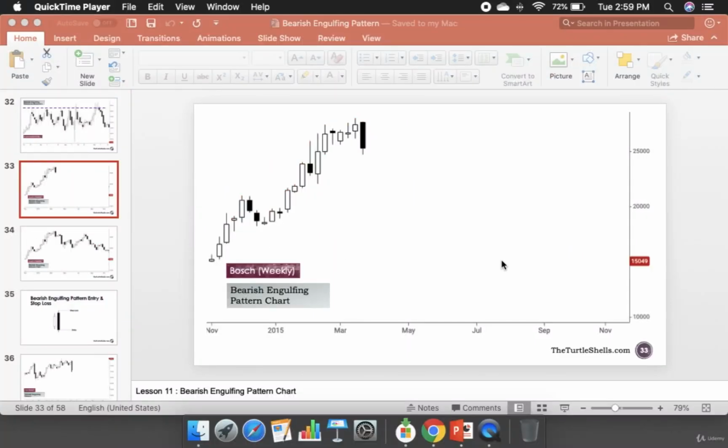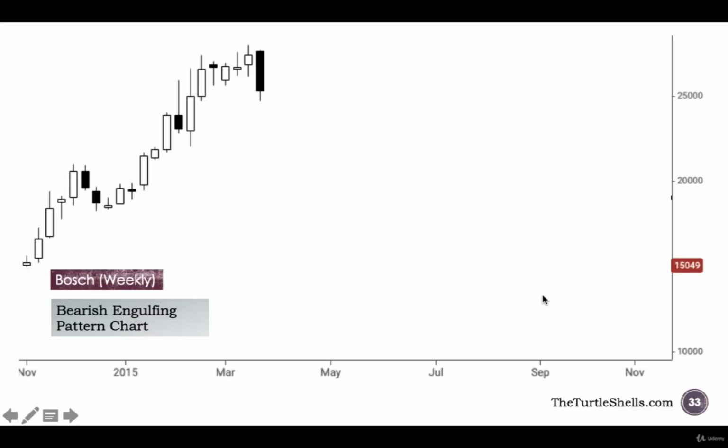Let's have a look at one more chart of a bearish engulfing pattern. I love to look at higher time frame charts. This is a weekly chart of Bosch. Okay, this is a bearish engulfing pattern chart. Okay, so you have a nice uptrend. It's a very strong uptrend because it's a weekly chart. Okay, one candle represents 1 week worth of price action.